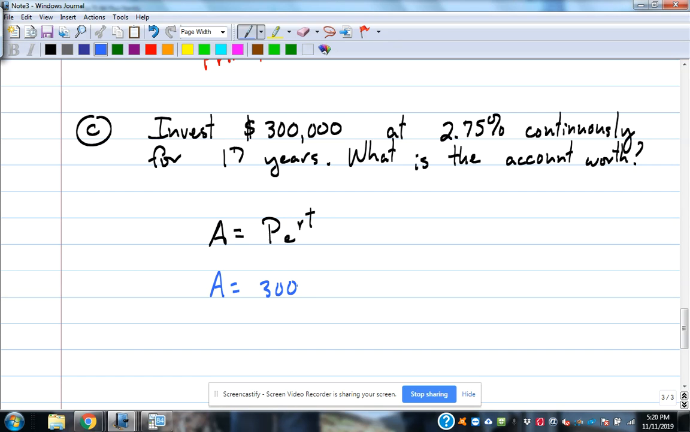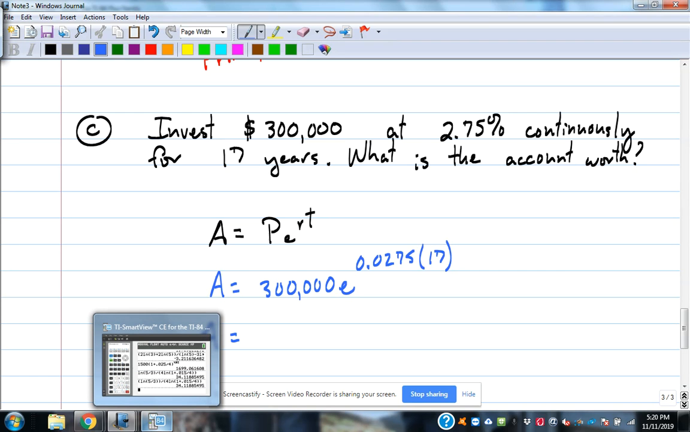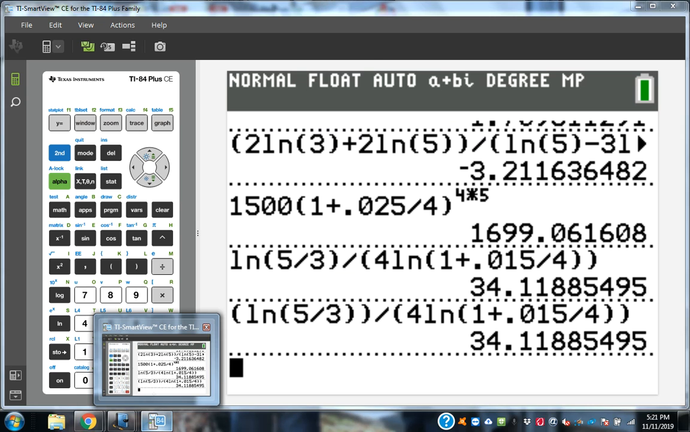So 300,000 is our P value, our principal investment. The interest rate, we're going to convert that to a decimal, 0.0275, and our time is 17 years. So we're going to see how much I got to retire on after that time. Okay, so 300,000.